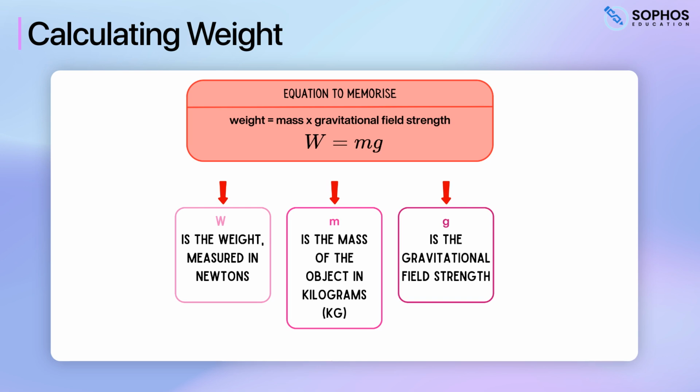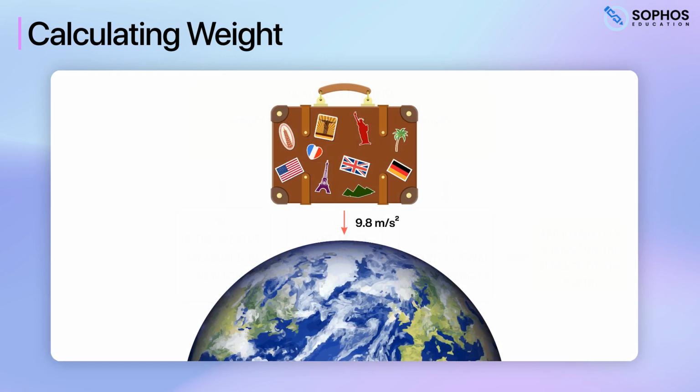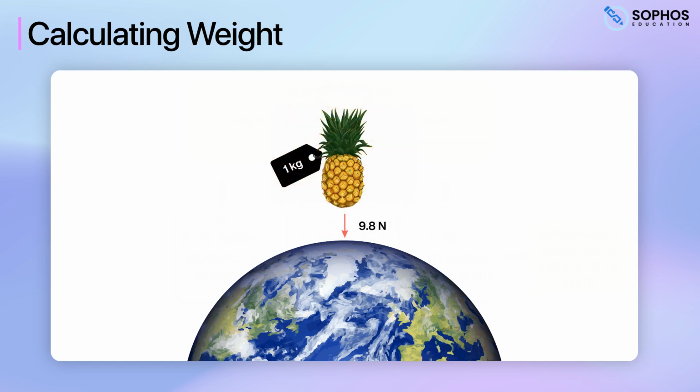There are a few things to note about this equation. First, G is approximately 9.8 meters per second squared on the surface of the Earth. This means that every object accelerates towards the center of the Earth at 9.8 meters per second squared. Accordingly, an object with a mass of 1 kilogram has a weight of 9.8 newtons on Earth and exerts this force downward on the surface of the planet.